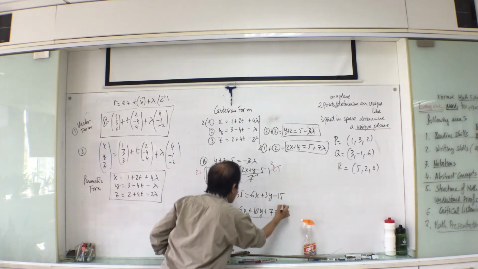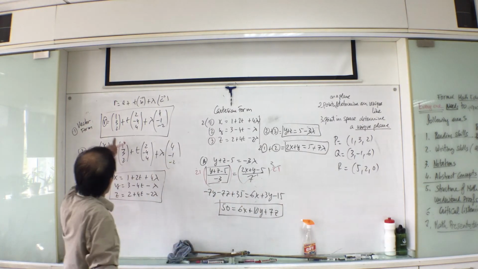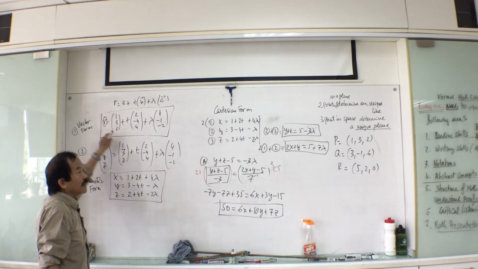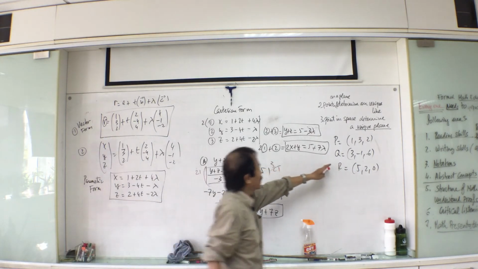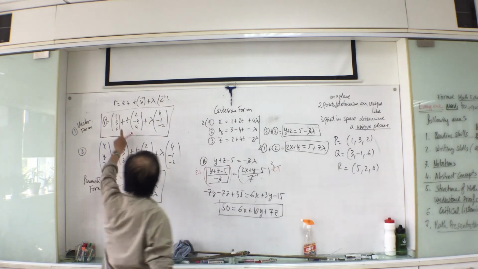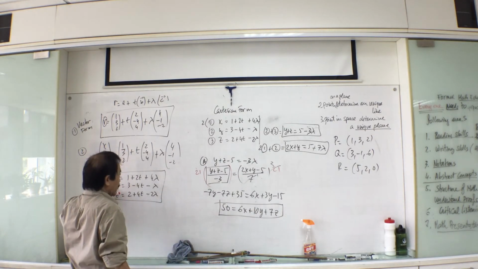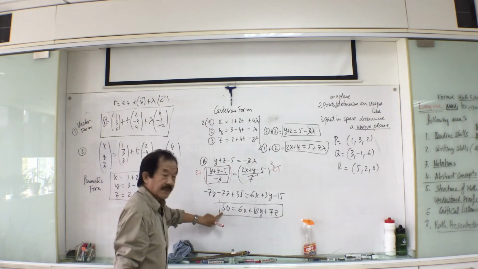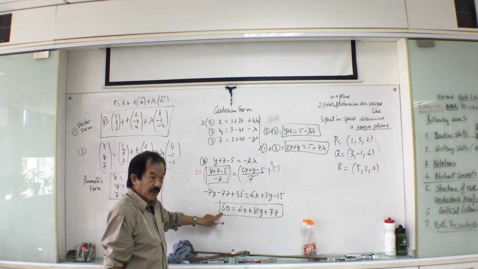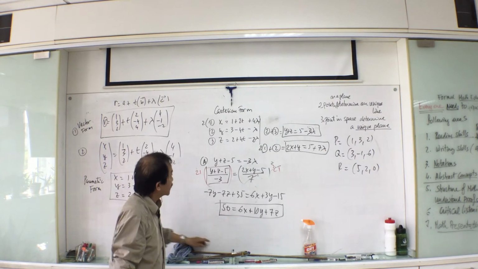So this one here is the equation of the plane given 3 points P, Q, and R. There are 3 forms of them. One of them is the vector form, second is the parametric form, and lastly this one is the Cartesian form. So now you look at this. I want to remind you.